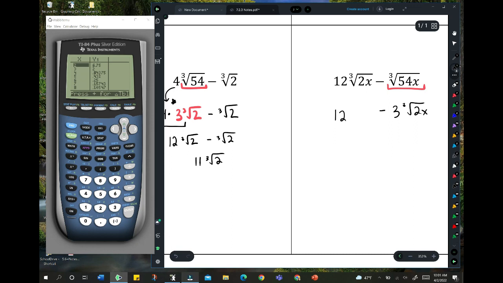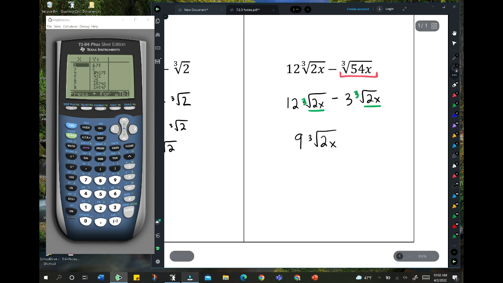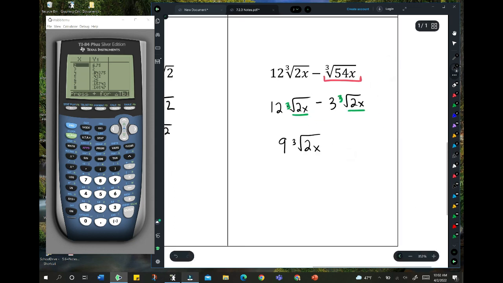of 2, 3 third roots of 2. And we have 12 cubic roots of 2x. Sorry about that. Don't let the extra variable scare you. As long as those are exactly the same and exactly the same index, you can add them together. So 12 minus 3 is going to be 9 cubic roots of 2x.